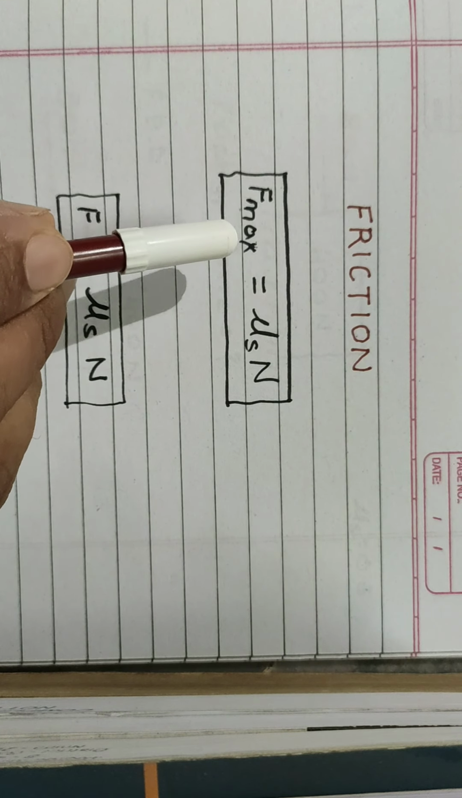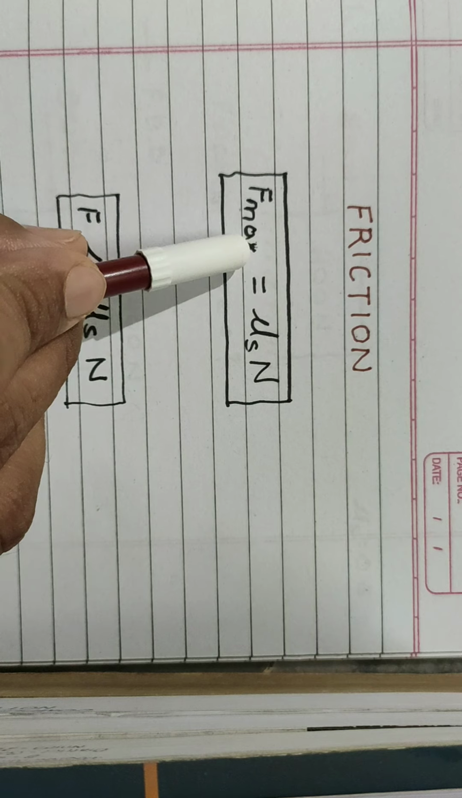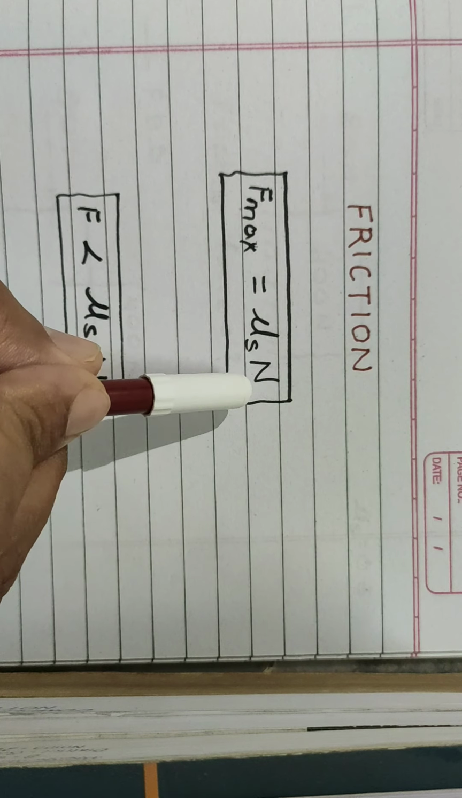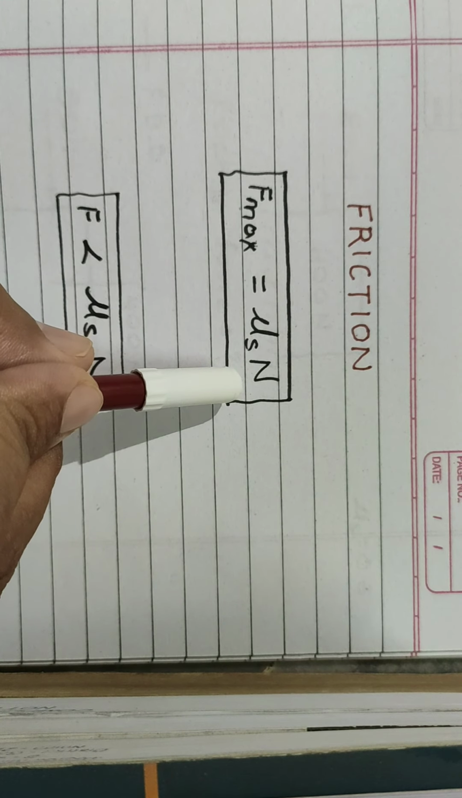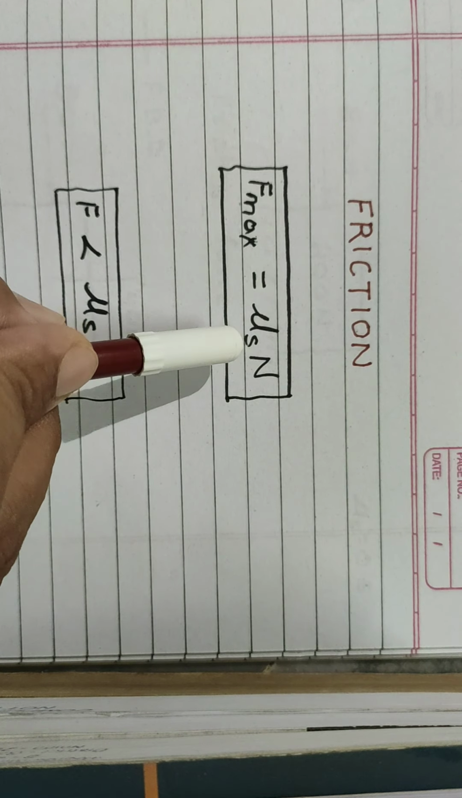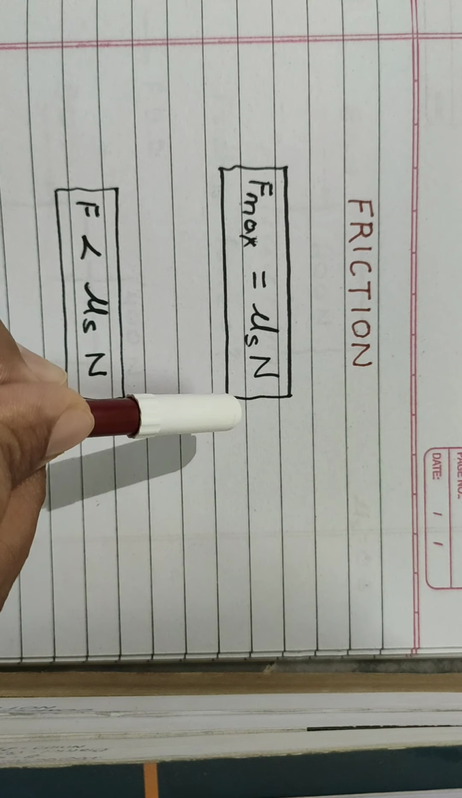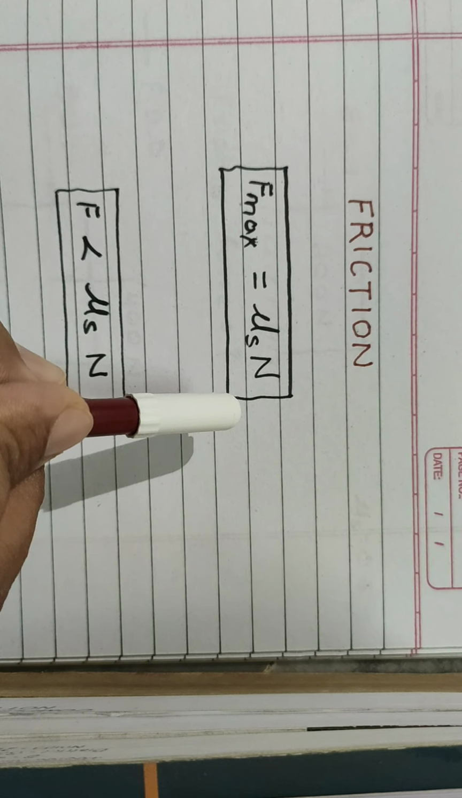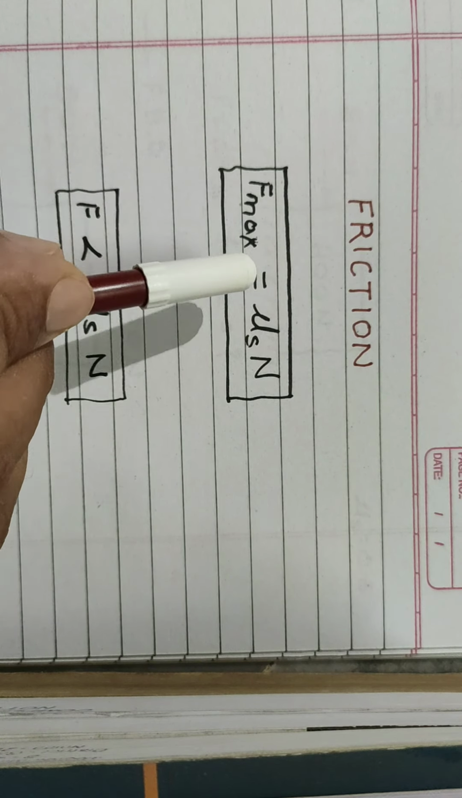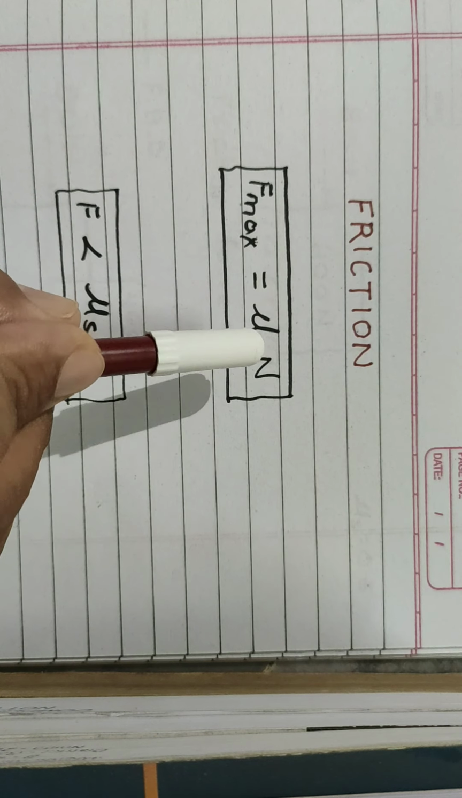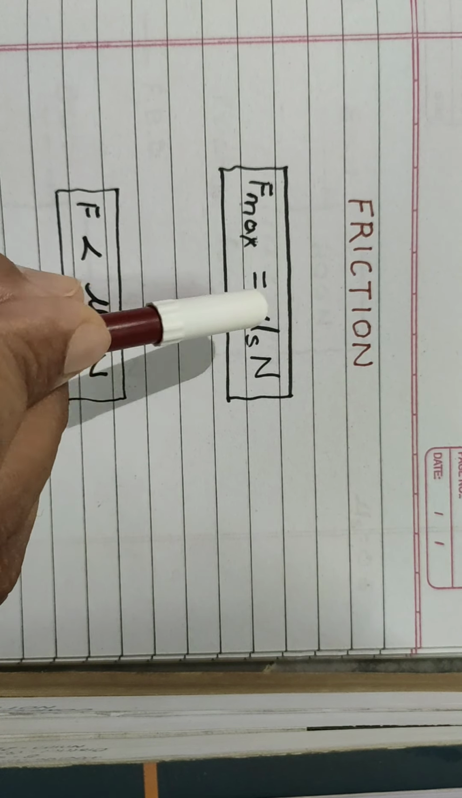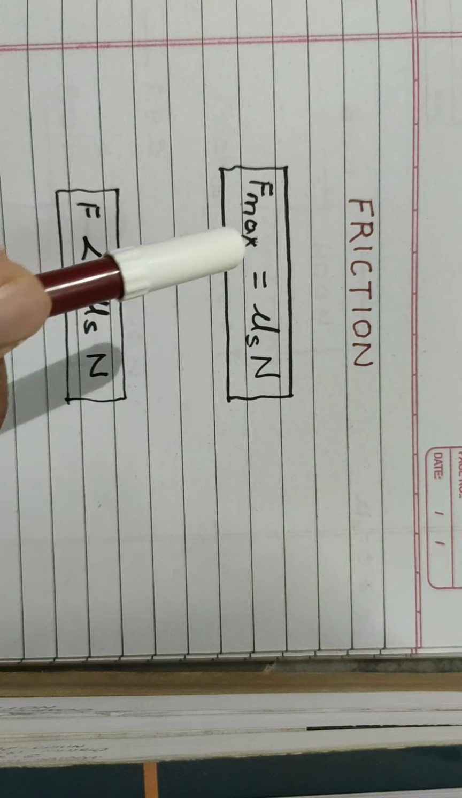If you remember, the first equation is F max is equal to mu s into N. This is one very important friction equation we have seen. In this equation, mu s is the proportionality constant called the coefficient of static friction, and N is the normal reaction. While discussing the concept of friction, we saw that the friction force is proportional to the normal force, and we can remove that proportionality using this coefficient of static friction, or coefficient of friction.